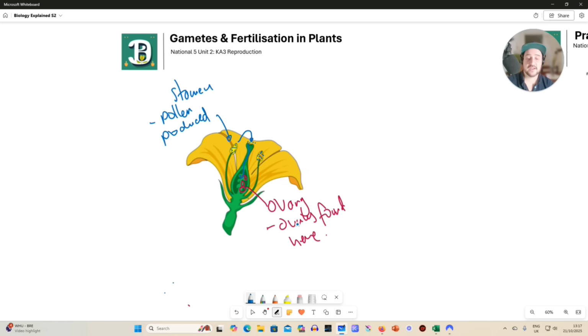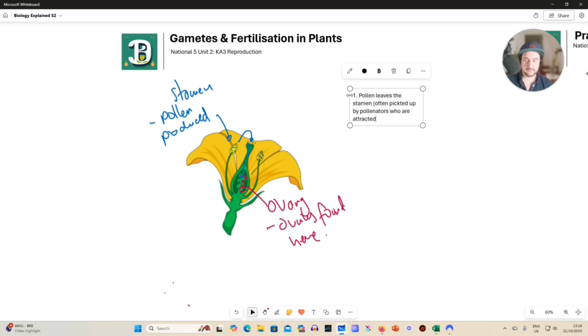Okay, so if we just do that as a quick summary, just so you can see the language that we're using here. Okay, so the first step is that the pollen leaves the stamen. Okay, it's often picked up by pollinators who are attracted to the flower's nectar. Okay, it could also be the wind, of course, that blows it. And once it's been picked up, it will then land, hopefully, on the stigma of another flower, or indeed its own flower. So that's our next step, and that process is known as pollination.